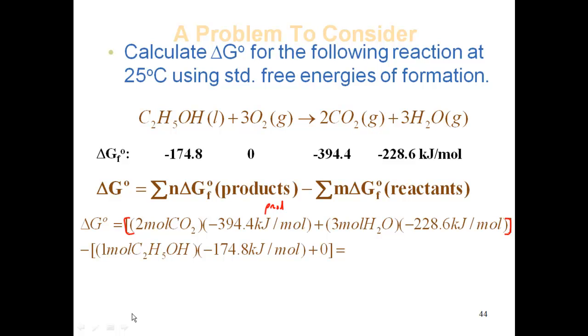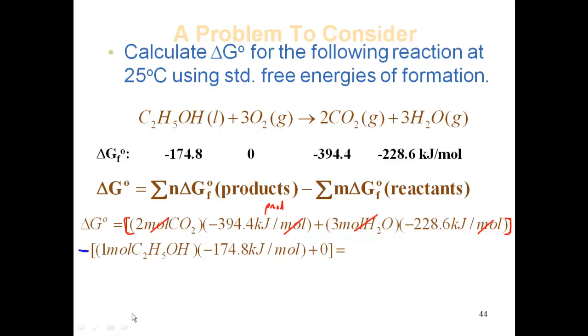I got 2 moles of carbon dioxide times my negative 394.4 kilojoules per mole, therefore my moles cancel. And I got 3 moles of water times my negative 228.6 kilojoules per mole, my moles of water cancel. So that gives me my numeric value for my products.